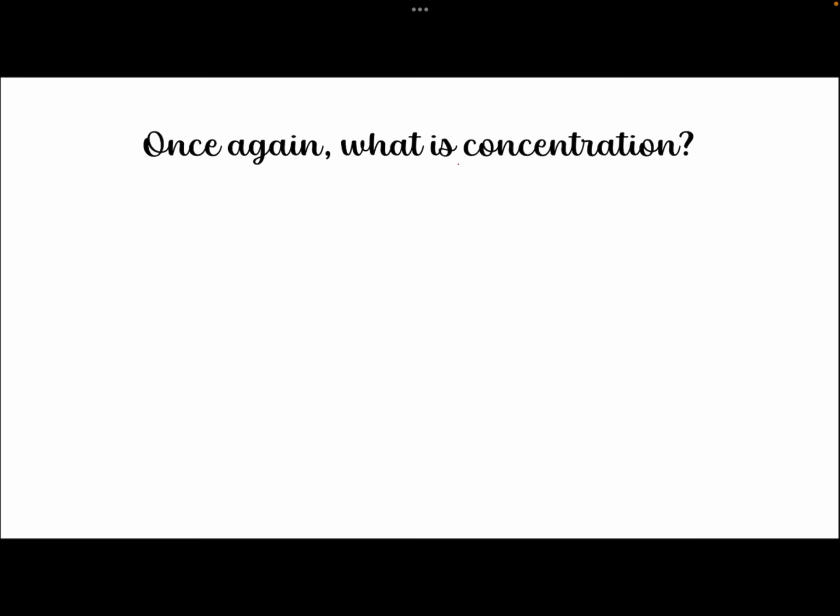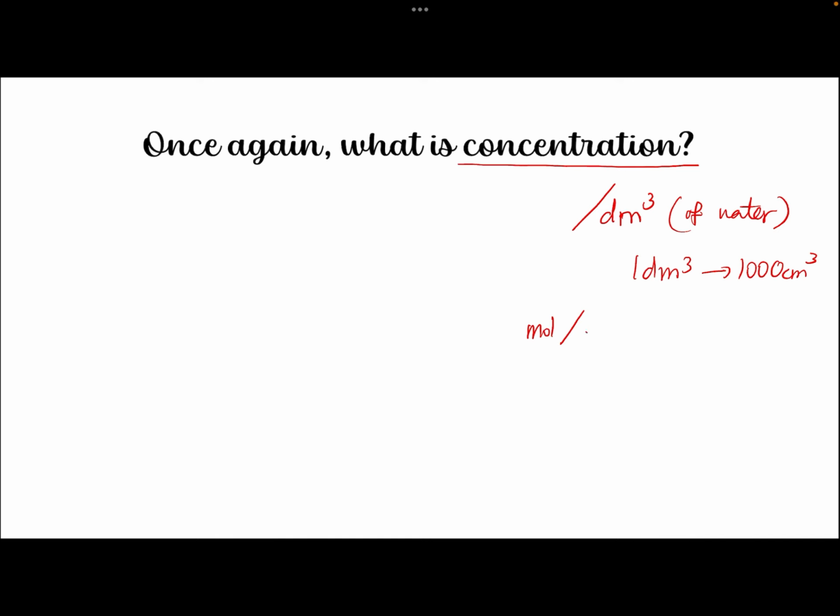So concentration, there is a standard. What is the standard? The standard is always how many per 1 dm cube of water. Right, so 1 dm cube once again is 1000 cm cube. So I can have two different units. I can have something in mole per 1 dm cube, or I can also have grams per dm cube.